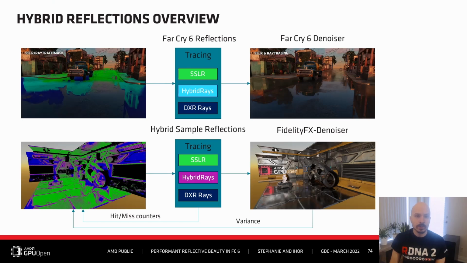And so instead of just having that benefit for pixels that are near the camera, we get that benefit for any surface that happens to satisfy that heuristic, regardless of its distance from the camera. So you can definitely think of this as an iteration on top of the hybrid reflections in Far Cry 6.